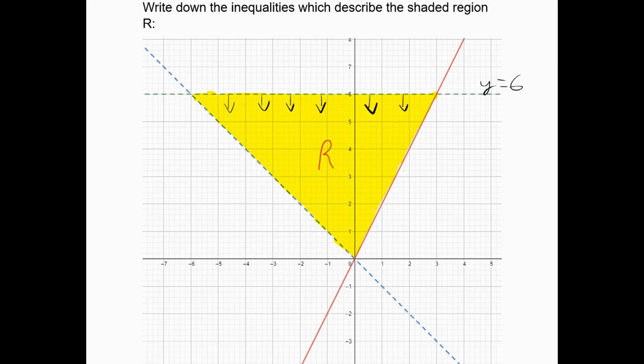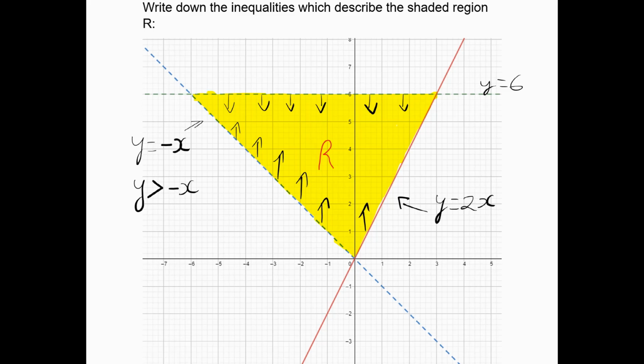Let's look at the blue line. The blue line has equation y is equal to, well, it goes through the origin, and if we go across 1 we go down 1, so it's just y equals minus x. And the solid red line has equation y is equal to, and if we go across 1 we go up 2, so this is just y equals 2x. We're interested in points which are above the blue line, not including it because it's a dotted line. So that's going to be y greater than minus x.